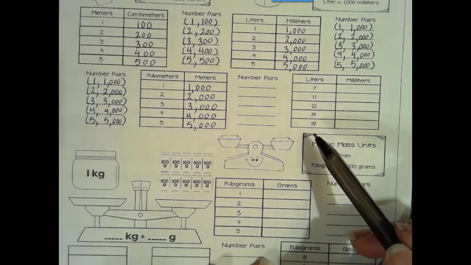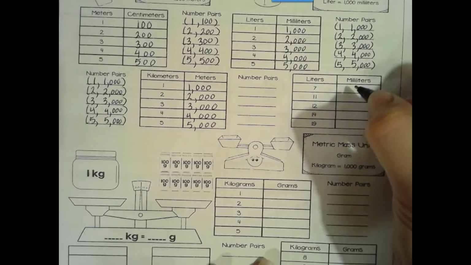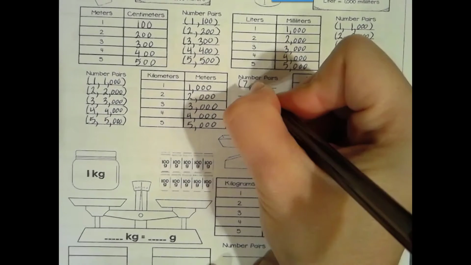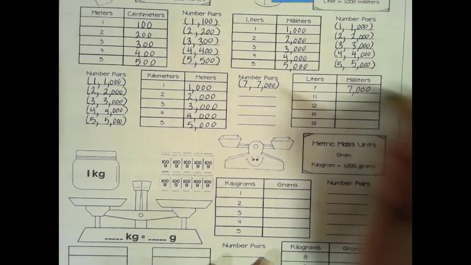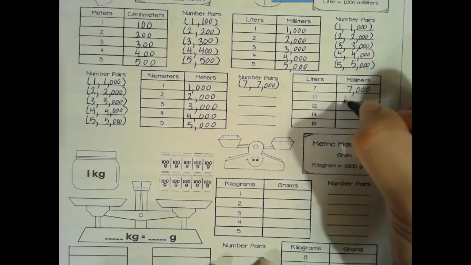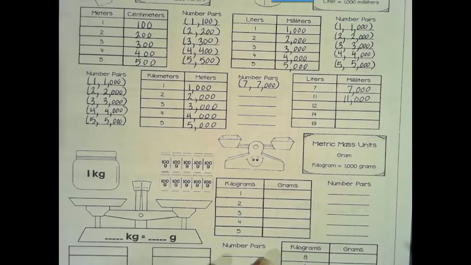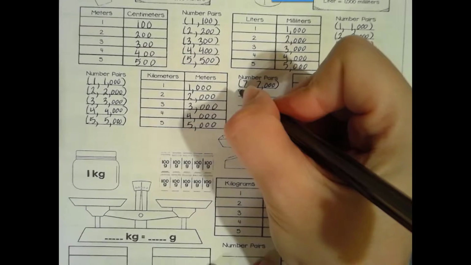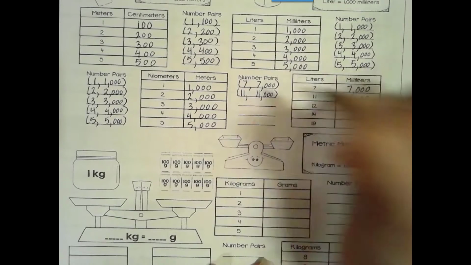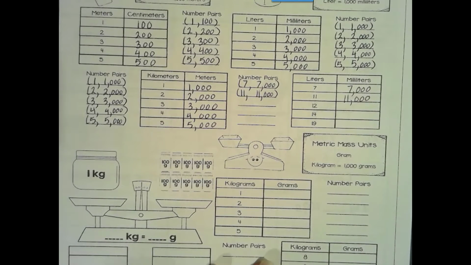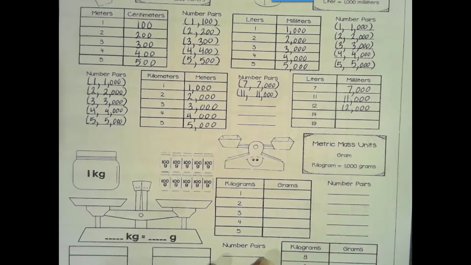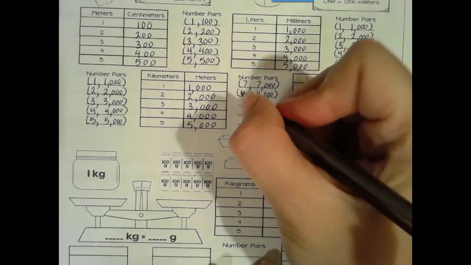Now we're not going in order anymore. For 7 liters, that'd be 7 sets of 1,000 or 7,000. For every 7 liters, there are 7,000 milliliters. If I have 11 liters, I have 11 sets of 1,000. That'd be 11,000. So 11 liters is the same as 11,000 milliliters. If I have 12 liters, then 12,000, because 12 sets of 1,000.